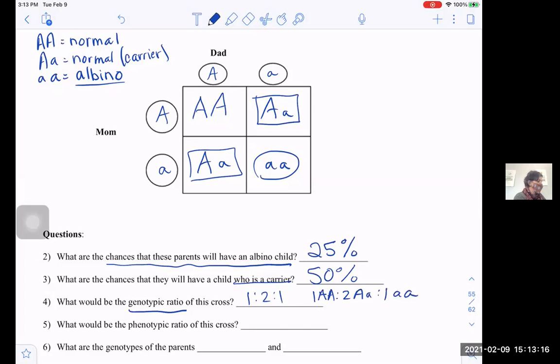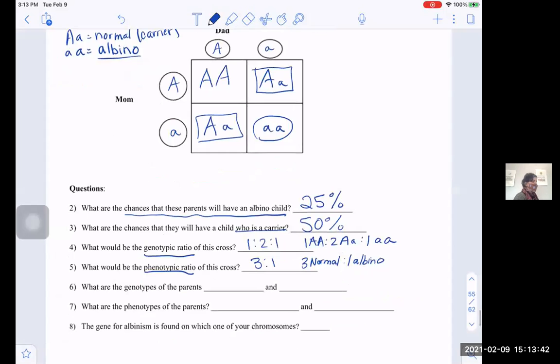All right, what would be the phenotype ratio of this cross? How many would be normal to how many are albino? Yep, 3 to 1. So we'd have 3 normal babies to 1 albino. All right, what were the genotypes of the parents? So remember, this is asking for what alleles did the parents have?